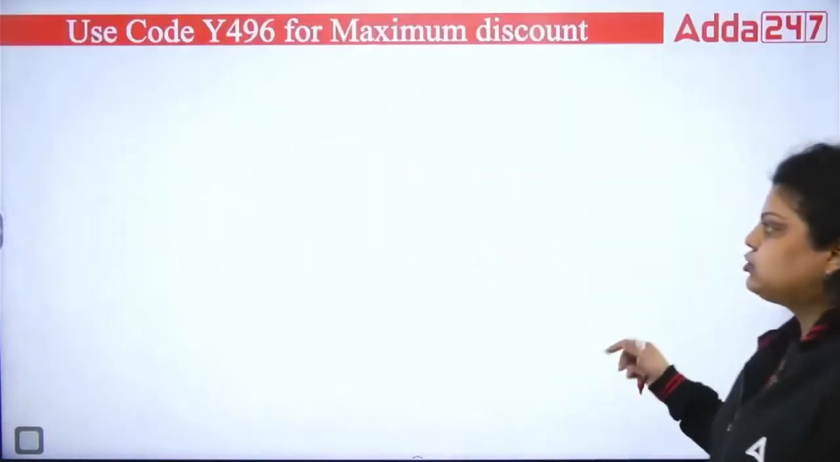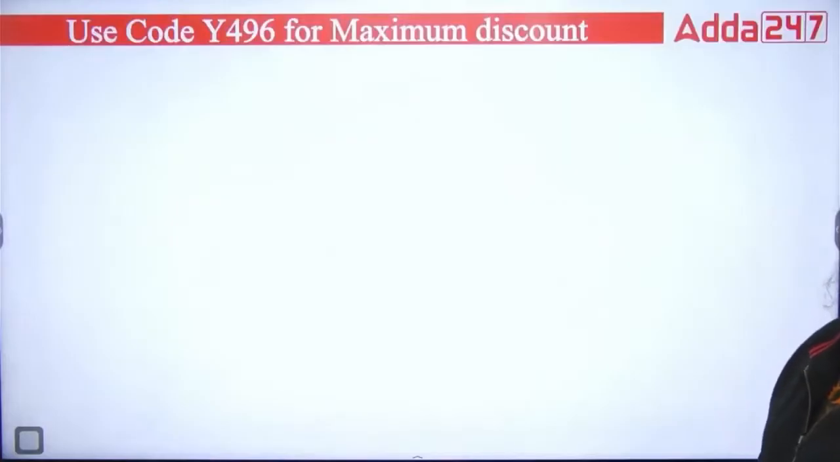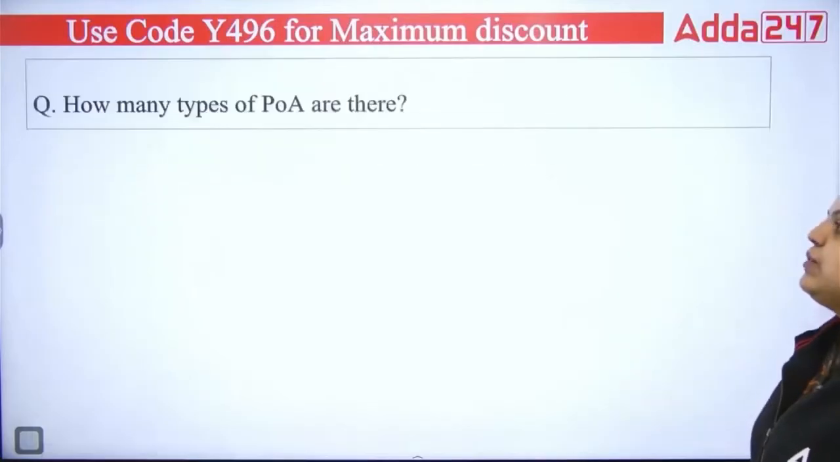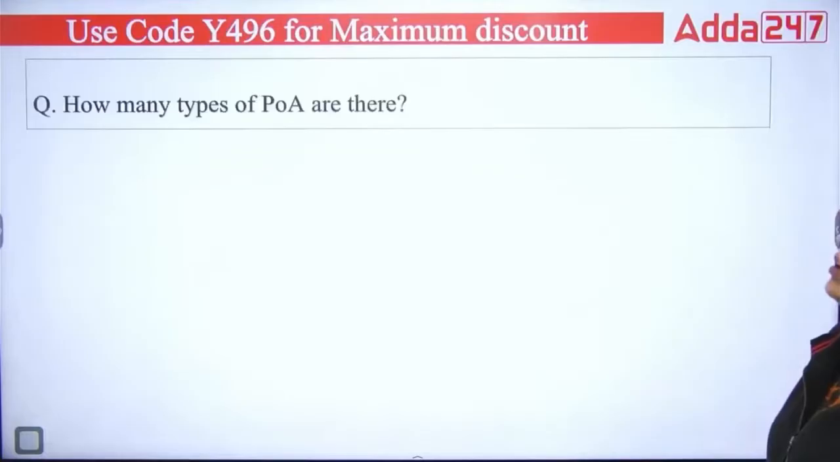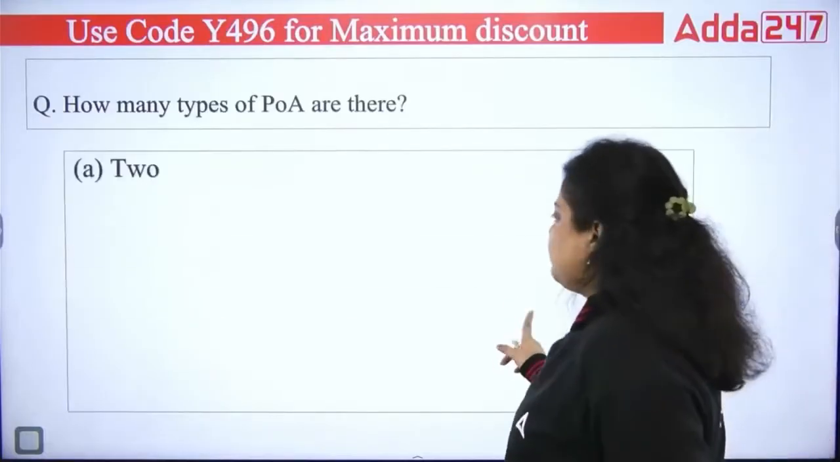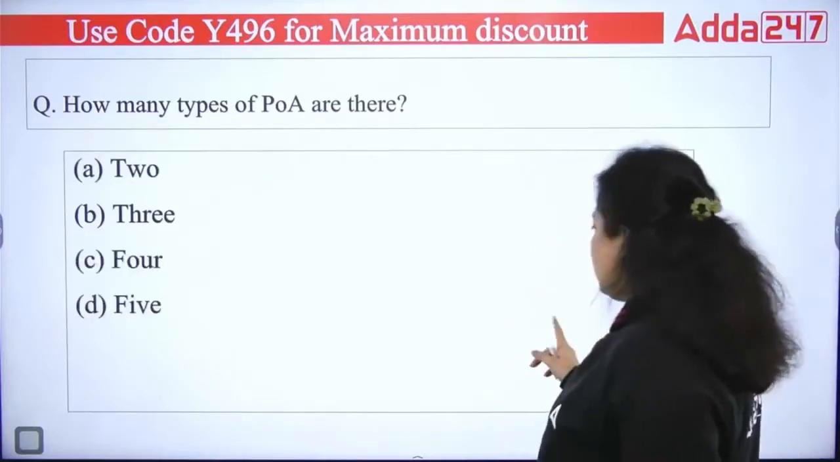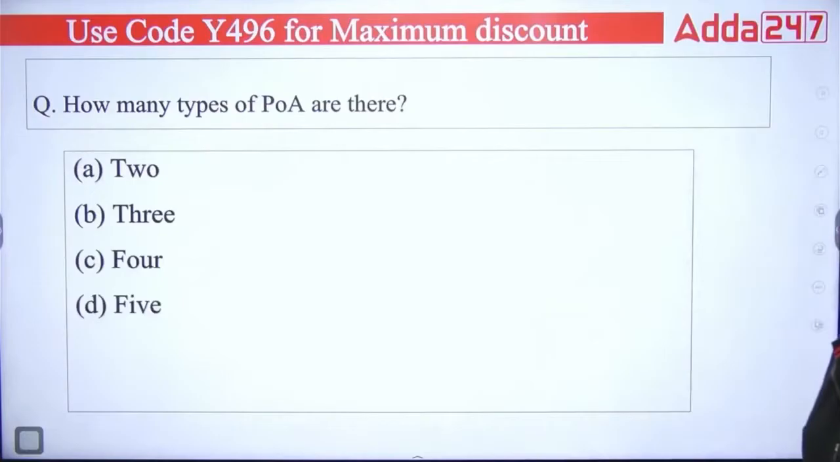So let's start with the question. Be active in the session. At the end of the session, also let me know in the comment section how many answers you have given correct. So this is the first question: how many types of power of attorneys are there? Here you have to answer how many types of power of attorneys there are: 2, 3, 4 or 5? A, B, C or D?